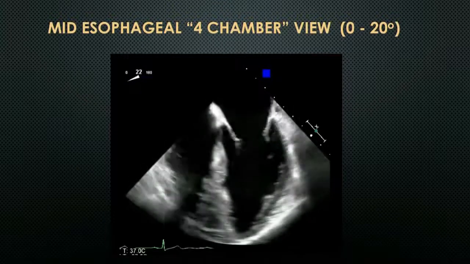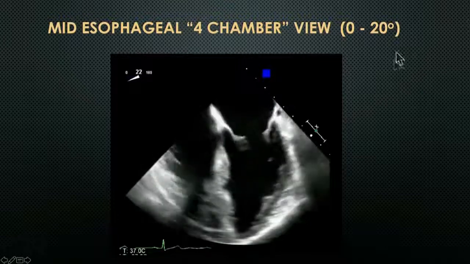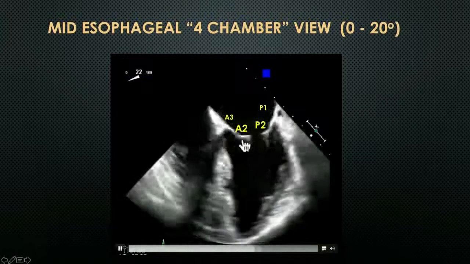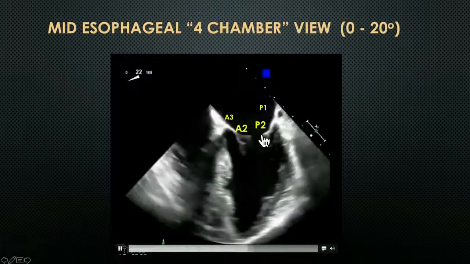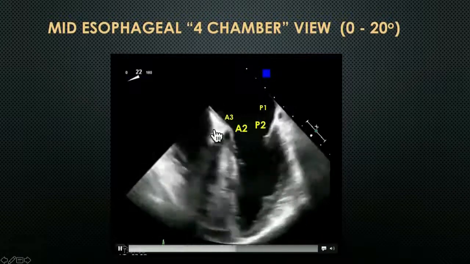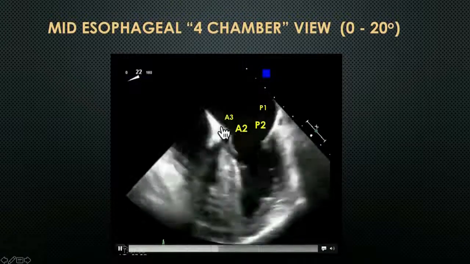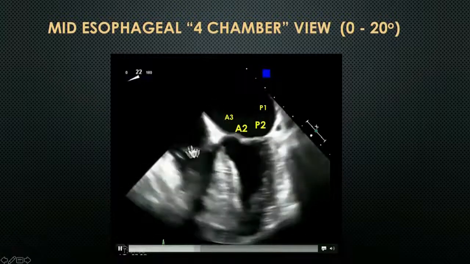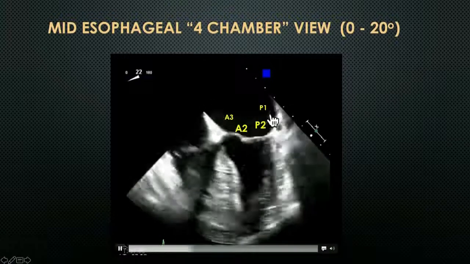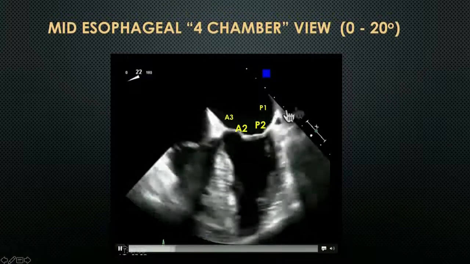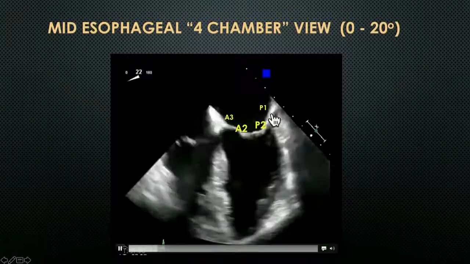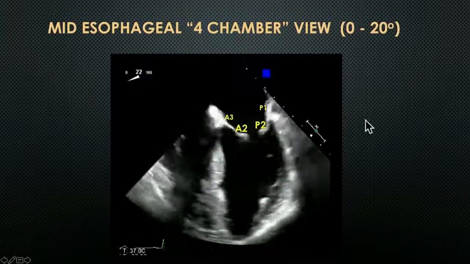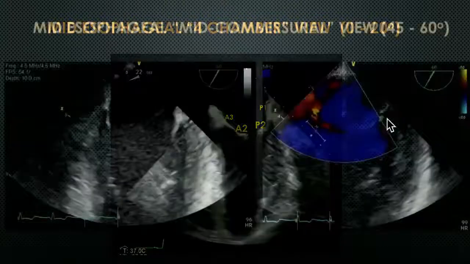Starting with the mid-esophageal four-chamber view, 0 to 20 degrees, we have the mitral valve, and predominantly what you're seeing is A2 here and P2 there. Dr. Hahn, in her meticulousness, says that you may be seeing part of A3 there, which makes sense because it's right next to the tricuspid valve, and you may be seeing a piece of P1, the lateral part of the posterior leaflet over here. But remember, A2, P2 for the four-chamber view.